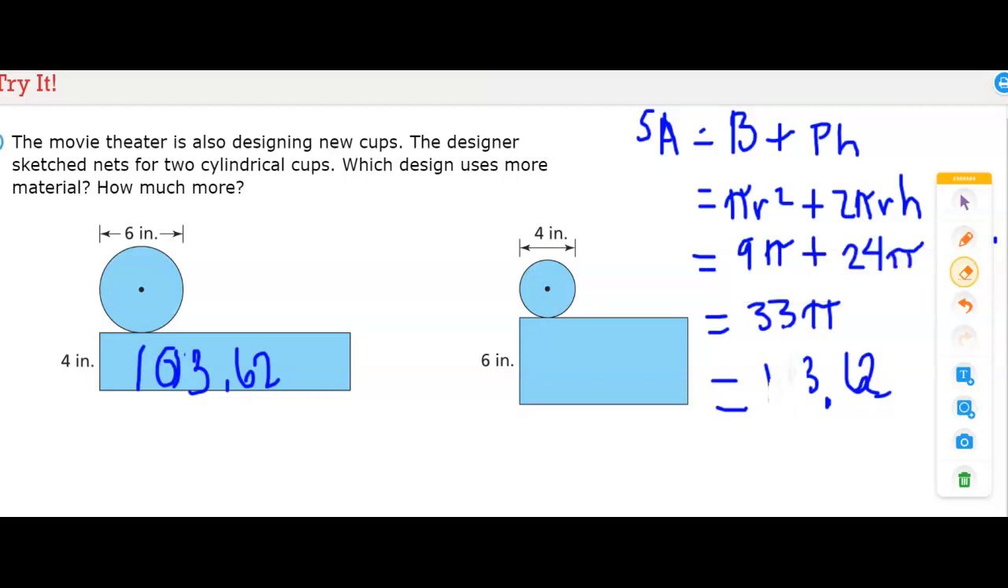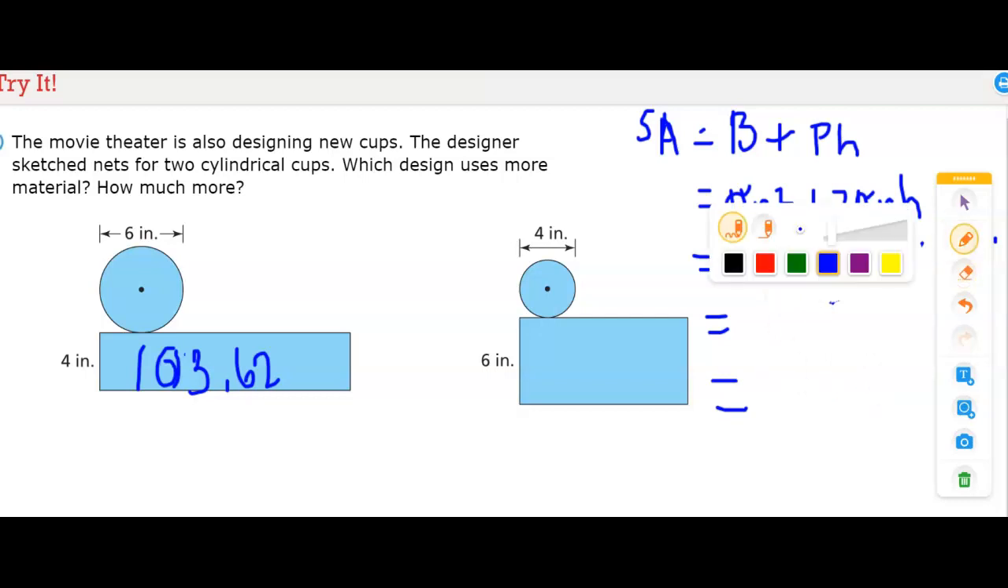Alright, now we have to follow the same steps for the smaller container. So I'm going to erase up to here because all of the steps are the same, just different numbers. So now we have the radius of the smaller one. We have 4 inches as the diameter. The radius would be half of 4, which is 2. So 2 squared is 2 times 2. So that's 4. So we have 4 pi plus 2 pi RH.